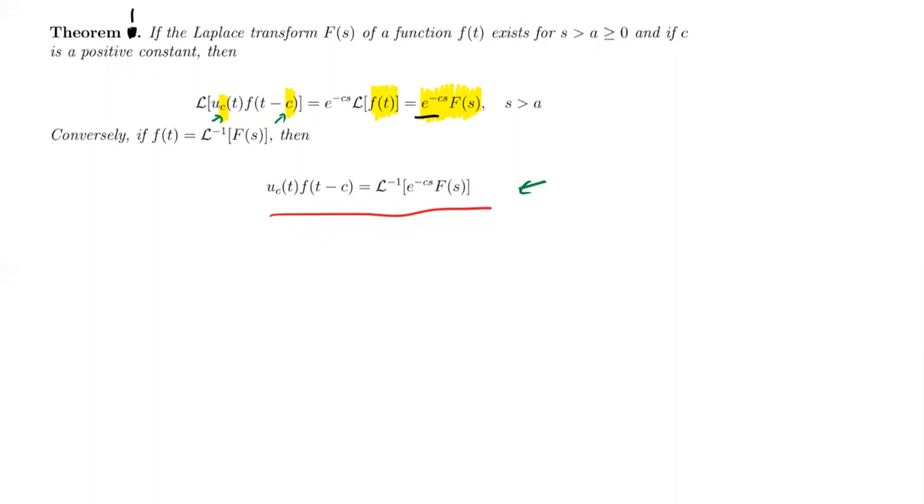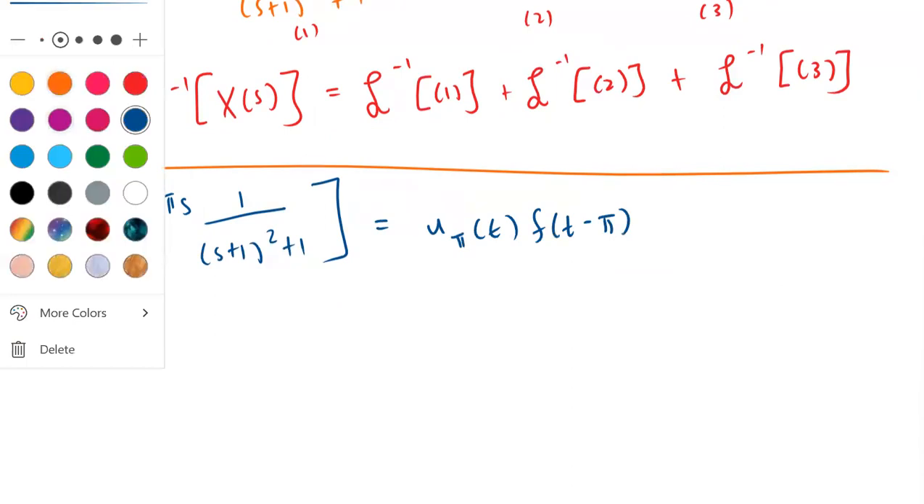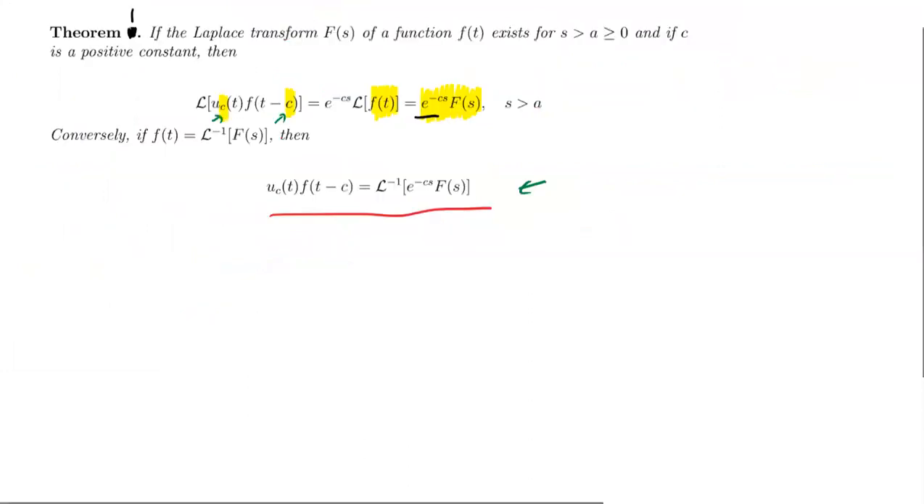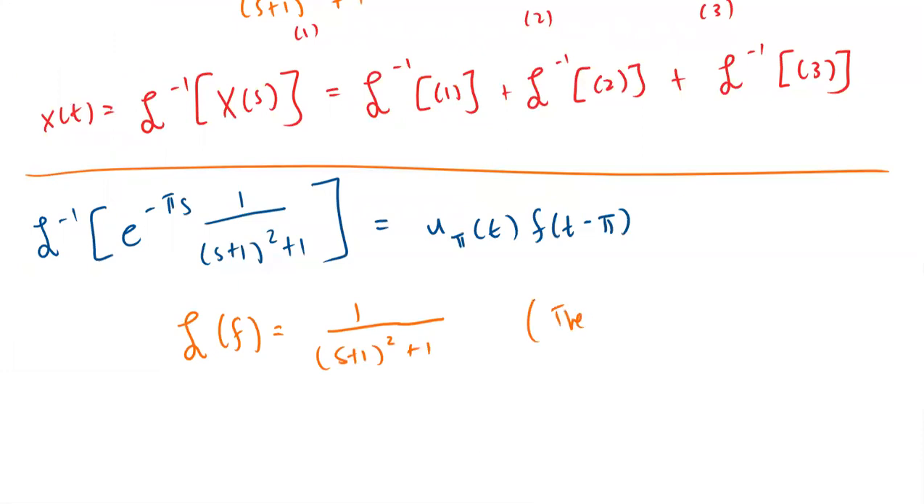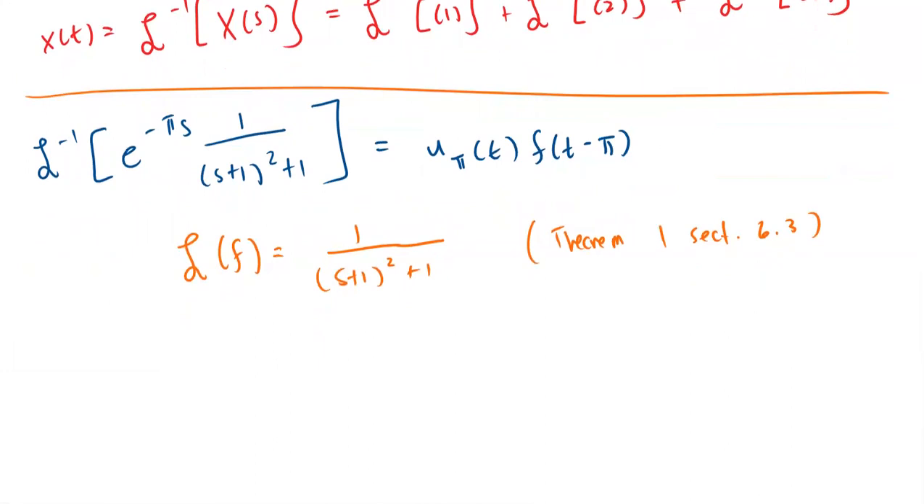So basically what's going to happen is, as we saw in the other example we did, from this exponential we're going to get something that looks like, c is pi in this case, so u sub pi of t, times f of t minus pi. Right? And what's this function f? Well, this is a function f that satisfies that the Laplace transform of f equals 1 over s plus 1 squared plus 1. Again, this is by theorem 1 in section 6.3. So we just need to find a function whose Laplace transform is 1 over s plus 1 squared plus 1.